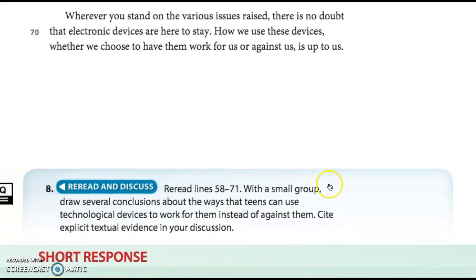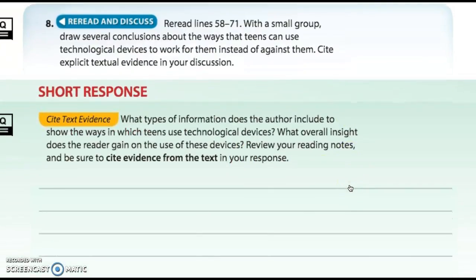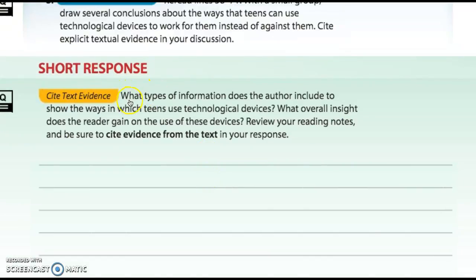So let's go ahead and just go down to the short response section here. And this will be your final piece of work for this writing. Let's go ahead and read this together. Notice it's called Cite Text Evidence. So you will be citing evidence from the text we just read or copying one or two sentences to prove a point that you're going to make. So it says, what types of information does the author include to show the ways in which teens use technological devices?